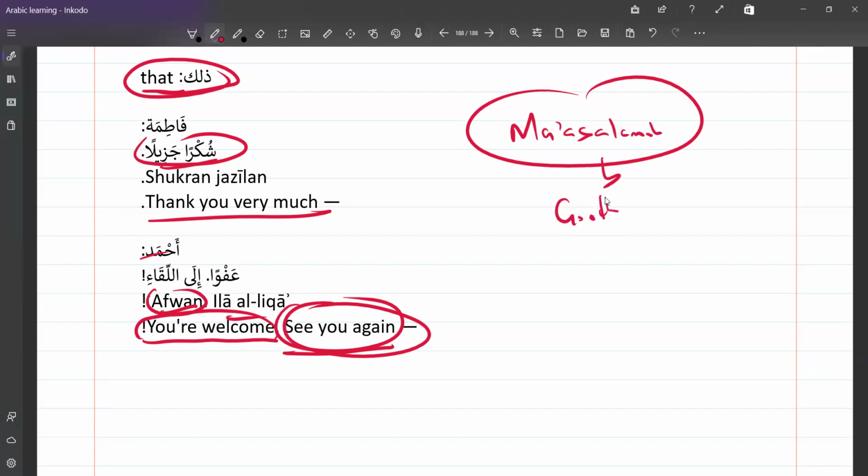And then we say ila liqa, which means see you later or see you again. So whenever we part ways or leave a conversation, we say to the other person, ma'as salama, bye, ila liqa, see you later or see you again.